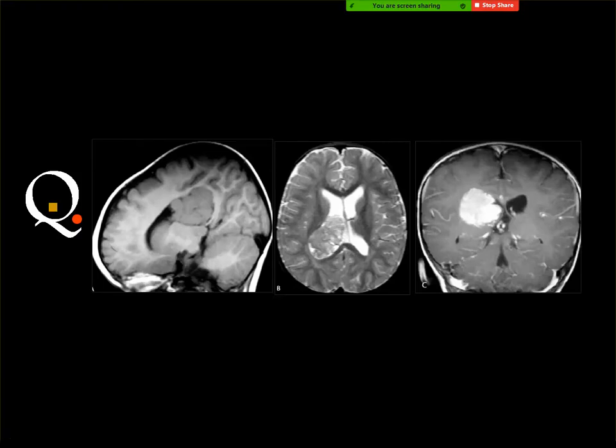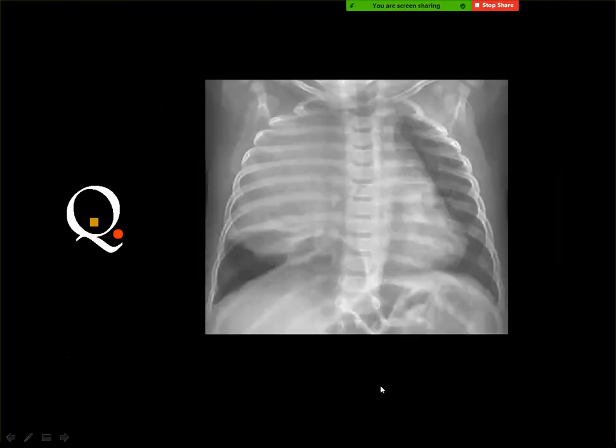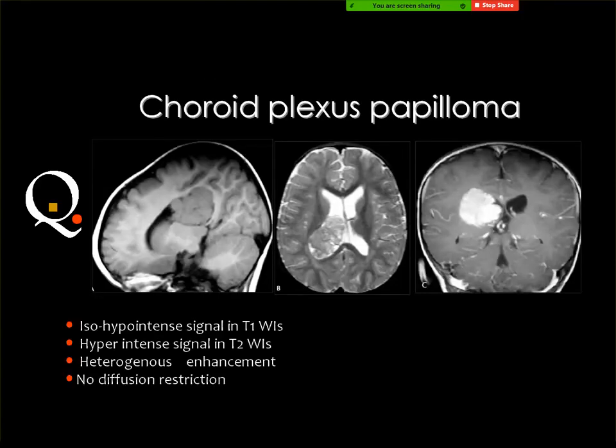Papilloma, choroid plexus papilloma. An intraventricular cauliflower lesion strongly enhancing with lobulated border in a child is diagnostic of choroid plexus papilloma. Doctor, in both frontal and occipital horns, it is the same patient?